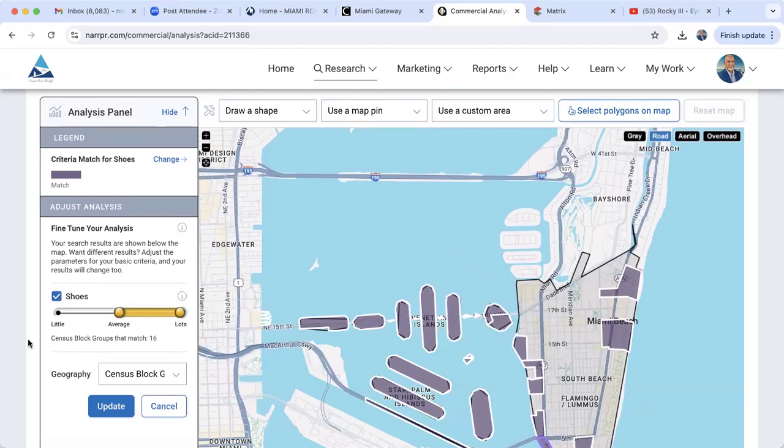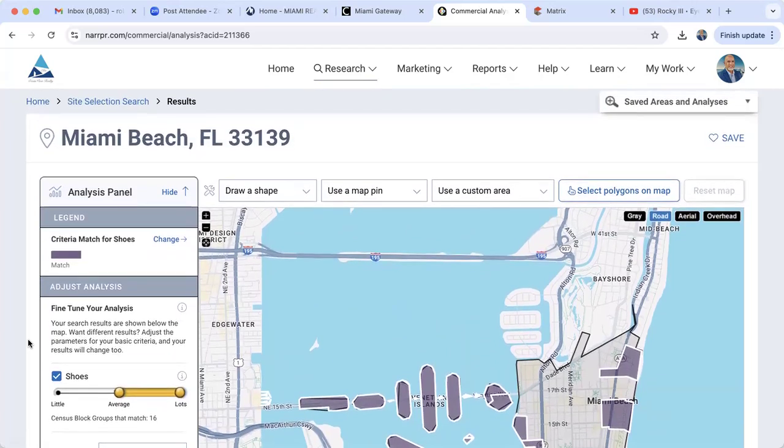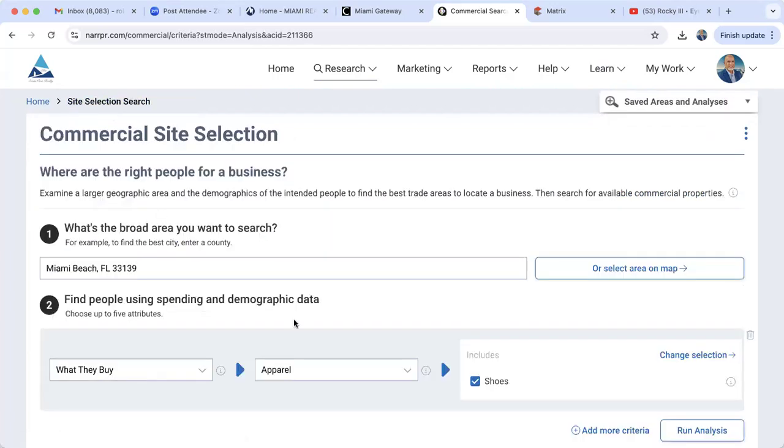Now, of course, I did this for South Beach. You can do this for any zip code. You can do this for any city. I hope that you guys are able to come here and run your own examples. I'm going to do one more.